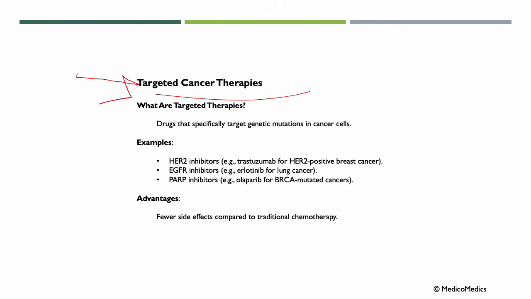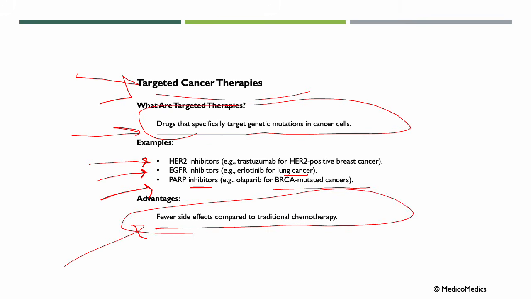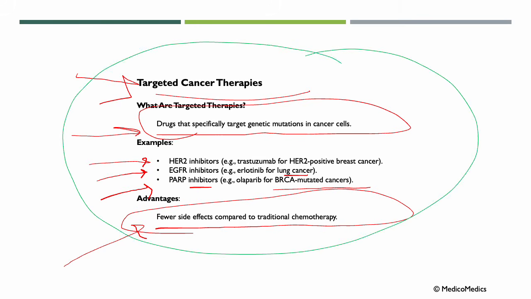We have targeted cancer therapies. Now, what are these? These are drugs that are specifically targeting genetic mutations in cancer cells. For example, HER2 inhibitors. We have EGFR inhibitors for lung cancer, we have PARP inhibitors for BRCA mutated cancers. The advantage here is that there are fewer side effects compared to traditional chemotherapy. So targeted therapies are like very precise tools. They are precision tools that attack cancer cells without harming healthy ones as much.